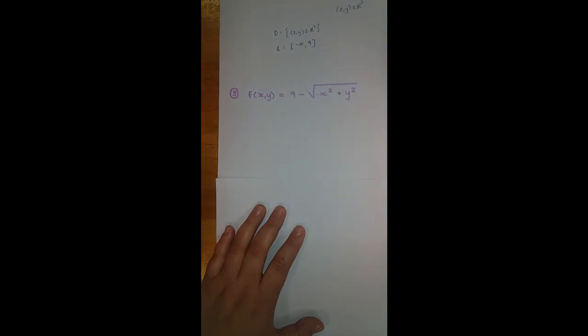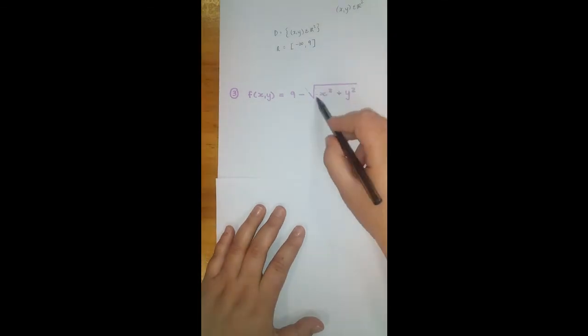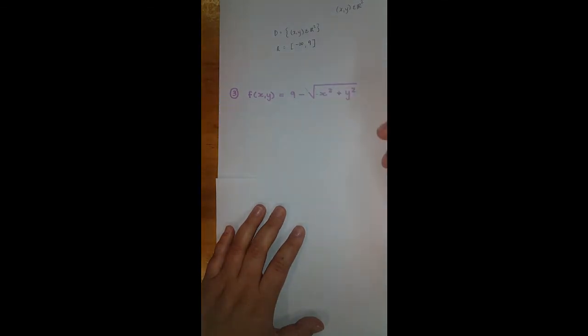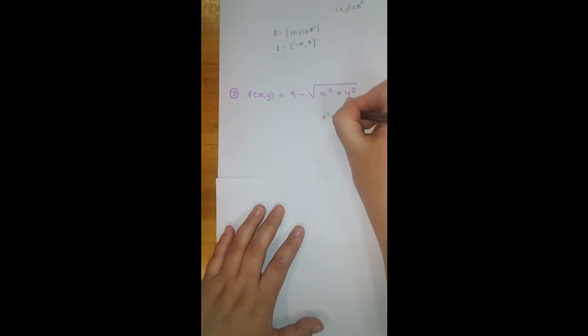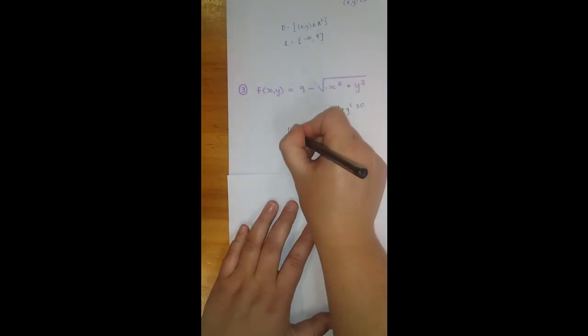So for the domain we can check, we need to know that x squared plus y squared has to be greater or equal to 0. And then we can write our domain as follows.